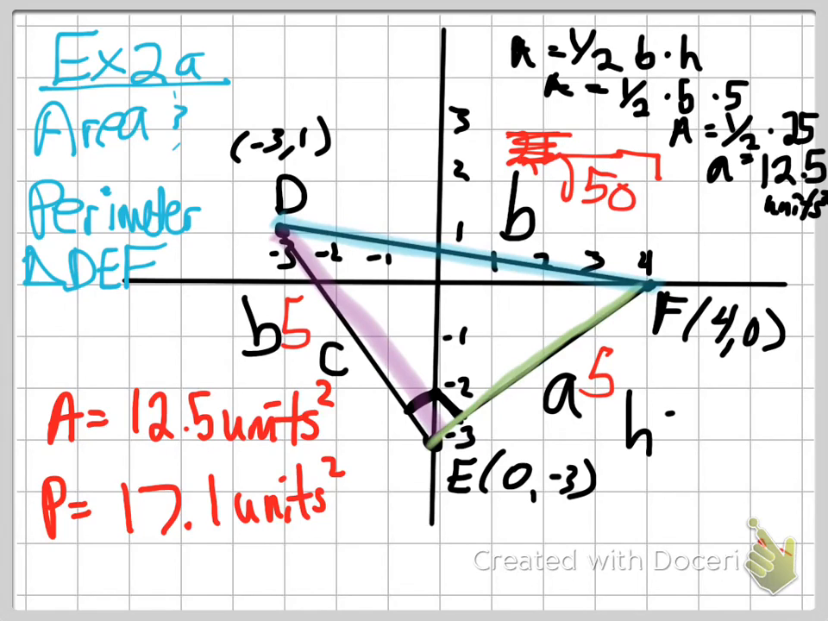Perimeter, you're just adding up all three sides. So here's where you can round to the nearest tenth when you're solving for the square root of 50. So it'd be 5 plus 5 plus the square root of 50. And you get your perimeter equals 17.1 units. Oops, not squared, just units.